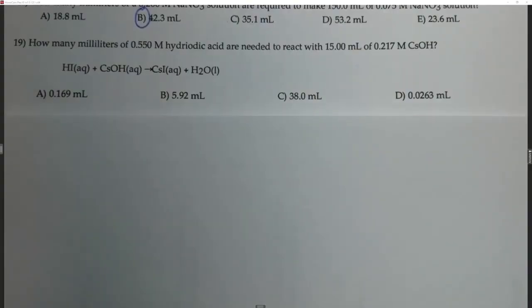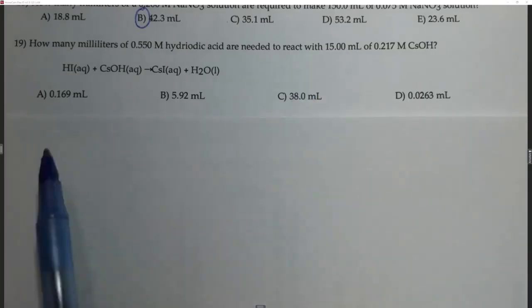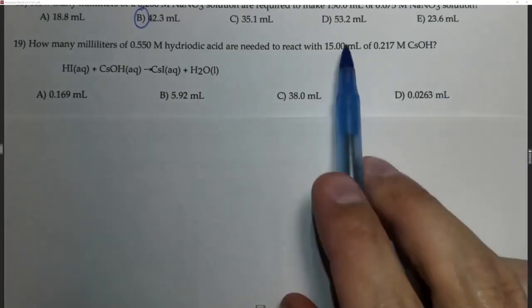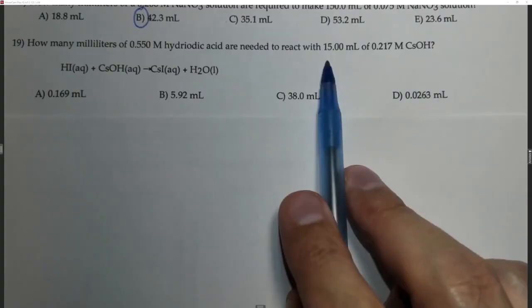Well, remember that in solid stoichiometry, we were always trying to find moles in the middle because the balanced chemical equation would allow us to convert from moles of one thing to moles of another. It turns out that in solution stoichiometry, it's exactly the same thing. But how we get to those moles is a little bit different. In this case, we don't want to use grams to convert to moles. We want to use liters to convert to moles.